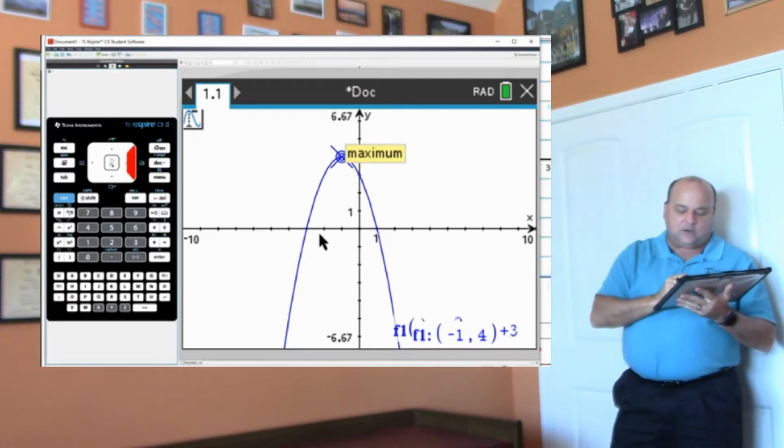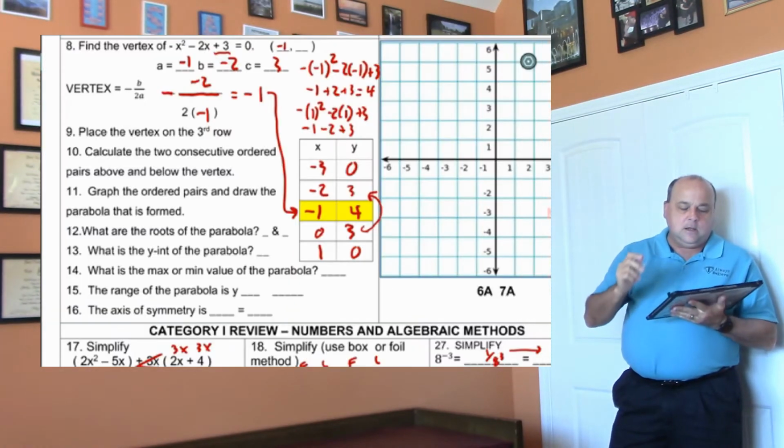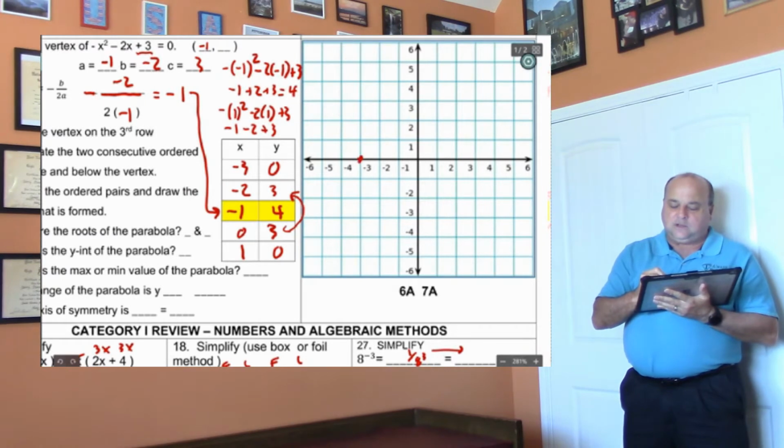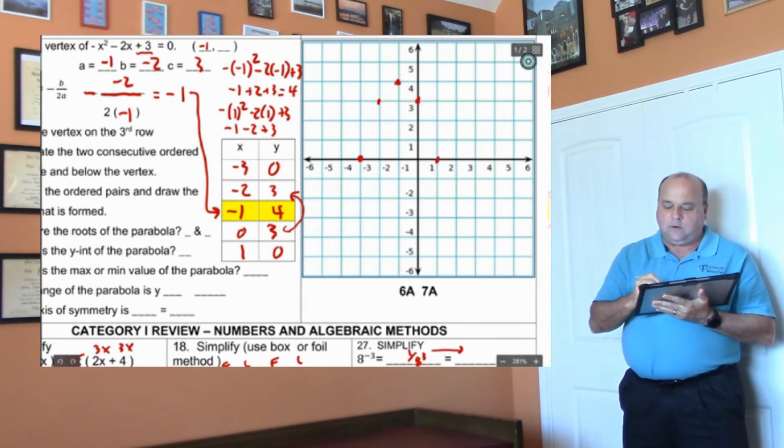Since this is the top, this is the biggest y gets. Now let's go back to the problem. I'm going to go down to here. What are the roots? Now let's graph this. I'm sorry about this. And the graph will do something like this.